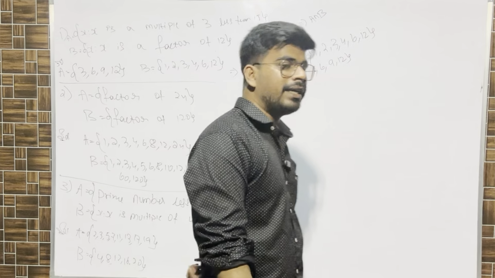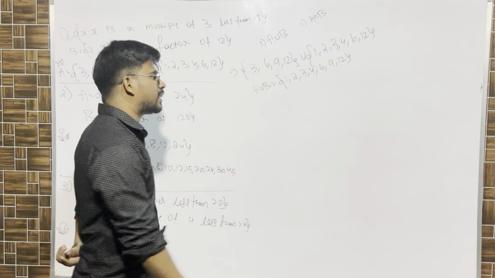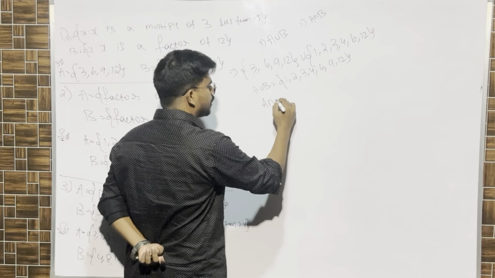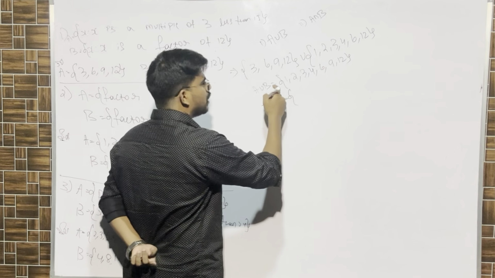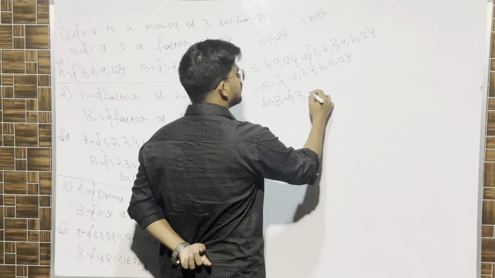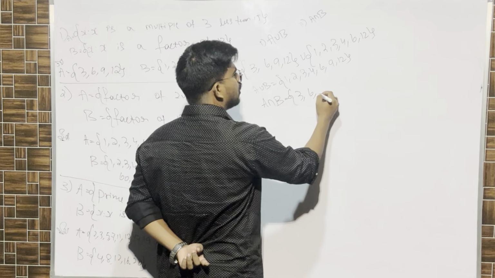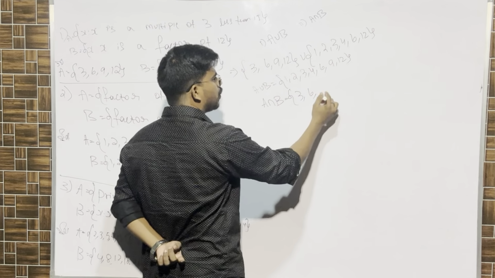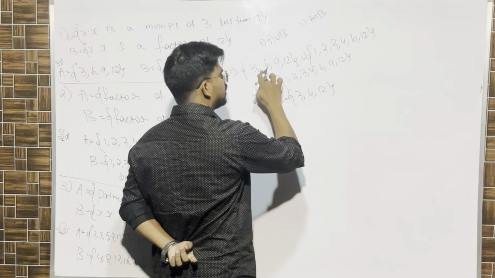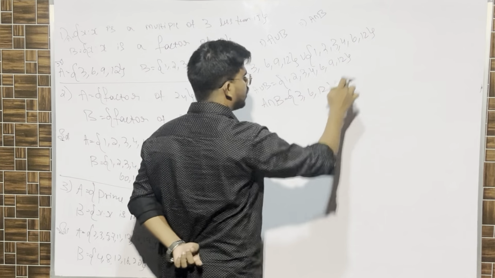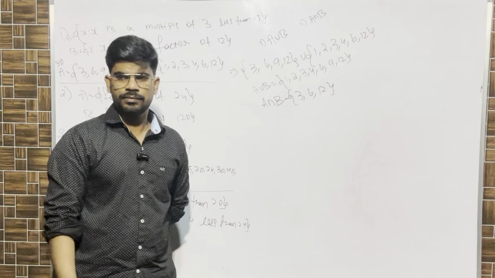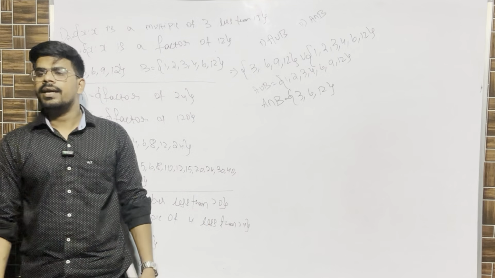That is union. Intersection, only common terms. A intersection B: 3, 6, no, 9 is not there, 12. So 3, 6, 12. That's all. A union, A intersection.